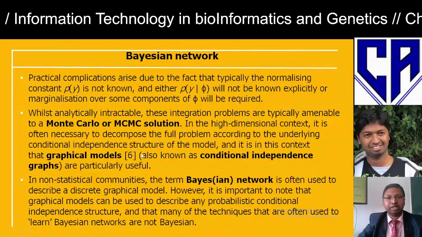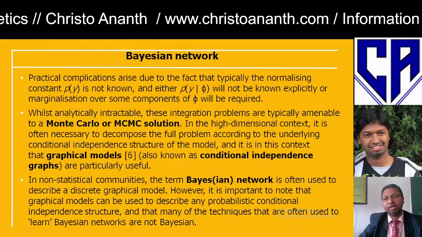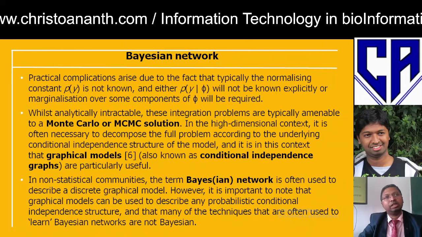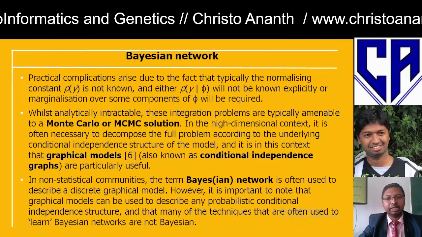And this is the Bayesian network. Generally, with the advantage of statistical physics, our Monte Carlo or MCMC solution is considered a more advantageous method. To add more statistical features, we can use more graphical models, the conditional independence graphs. That is the reason that in the Bayesian network we describe a more discrete graphical model, and we learn more of the Bayesian network. So that is the advantage.